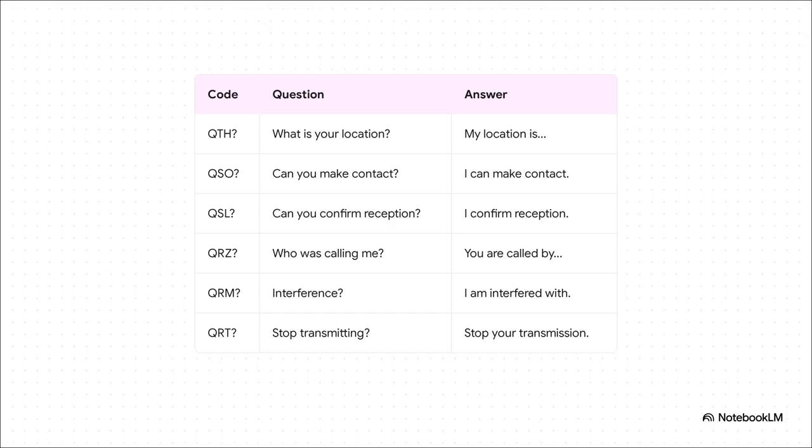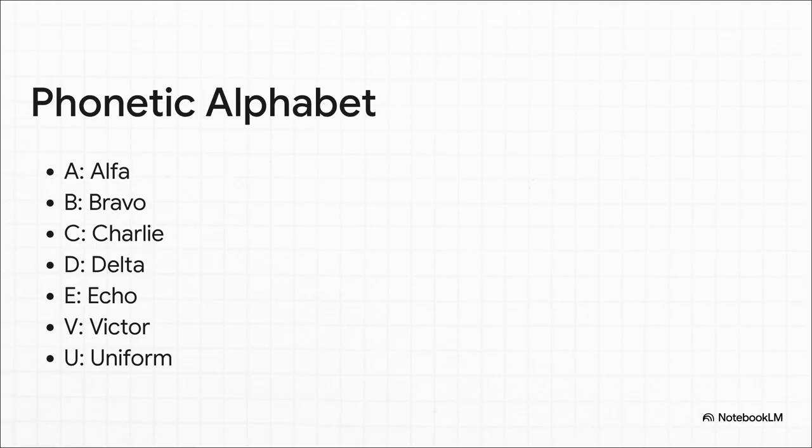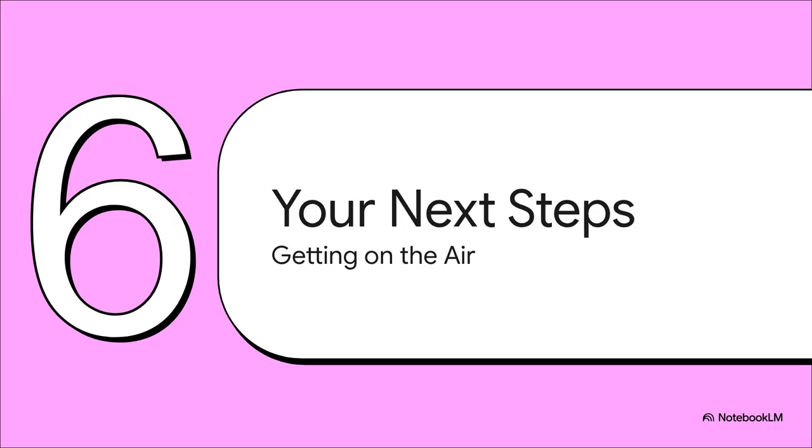It's fast and efficient. And to make absolutely sure that names and call signs are understood perfectly, even through a bunch of static, operators use the International Phonetic Alphabet. So a call sign like VU2ABC wouldn't just be VU2ABC, it would be Victor Uniform 2 Alpha Bravo Charlie. It removes all doubt.